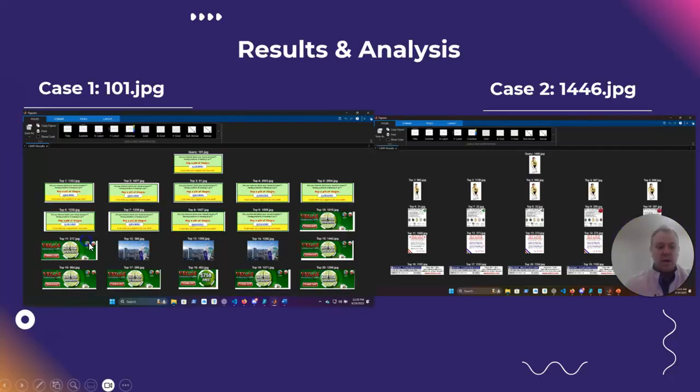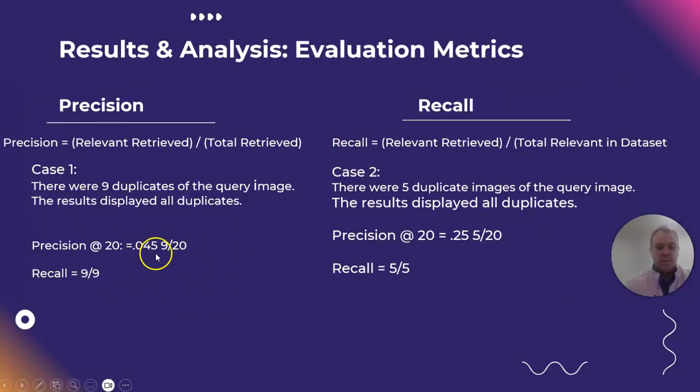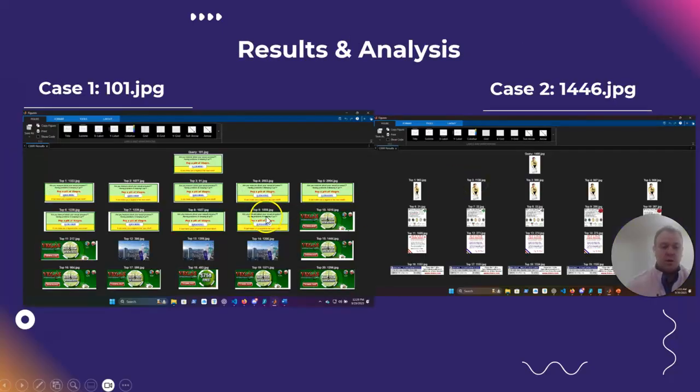But for this, precision at 20, you'll see there were 9 images here. And then for my second, there were only 5 images in the database. So precision is 25%, 5 out of 20. Recall, it did catch all 5. But moving on. So these are the results.